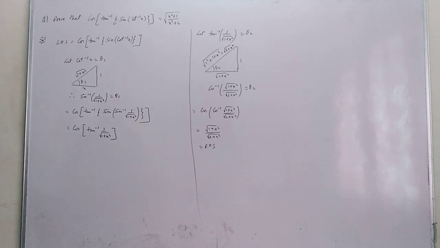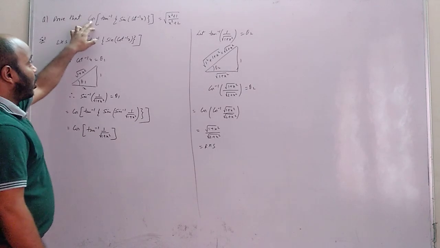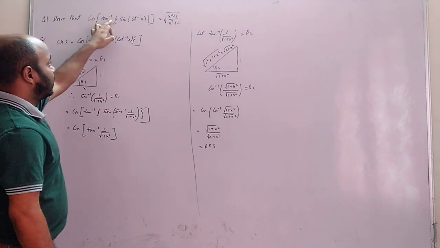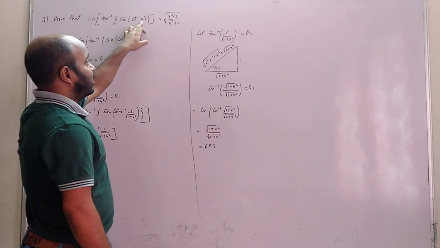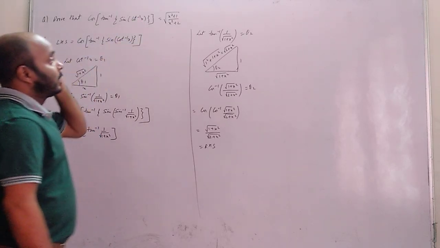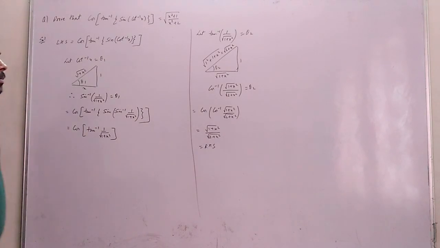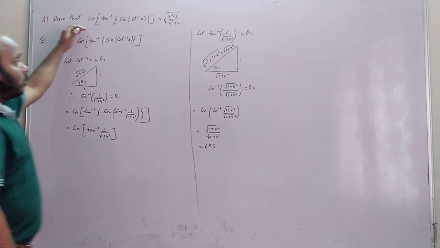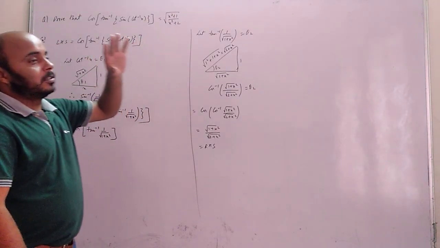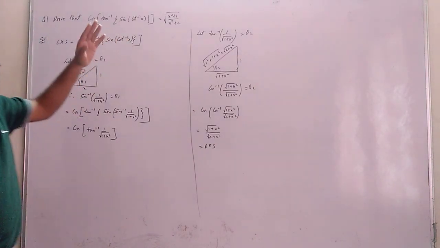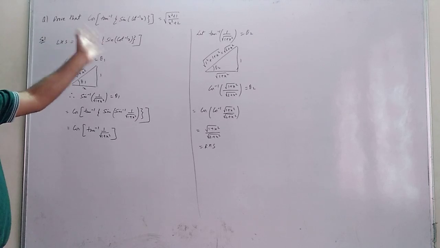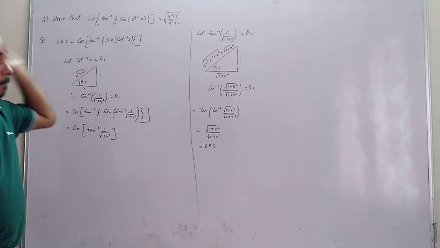Okay, now see the next question. Prove that cos bracket tan inverse again bracket sine bracket cot inverse x bracket close equals under root x square plus 1 by x square plus 2. Now the question looks very tough, but it is actually a short answer question. Now see how, why this is very easy. It looks tough because so many trigonometric functions are there. All are different: cos, tan, sine, cot, but it is easy.